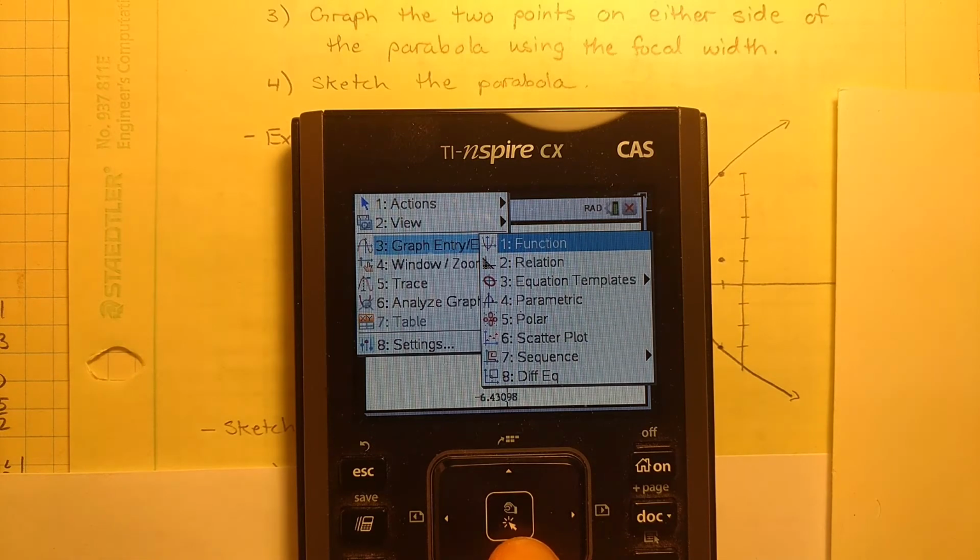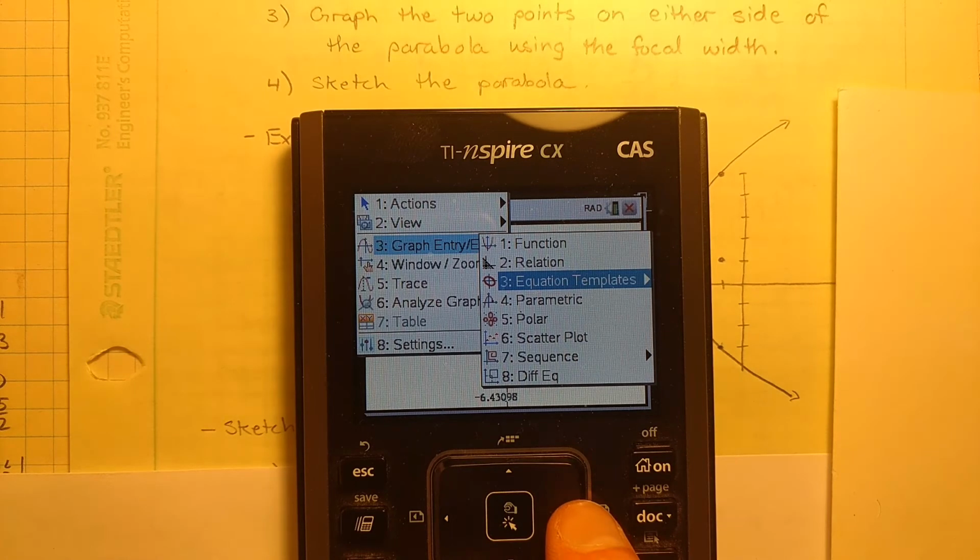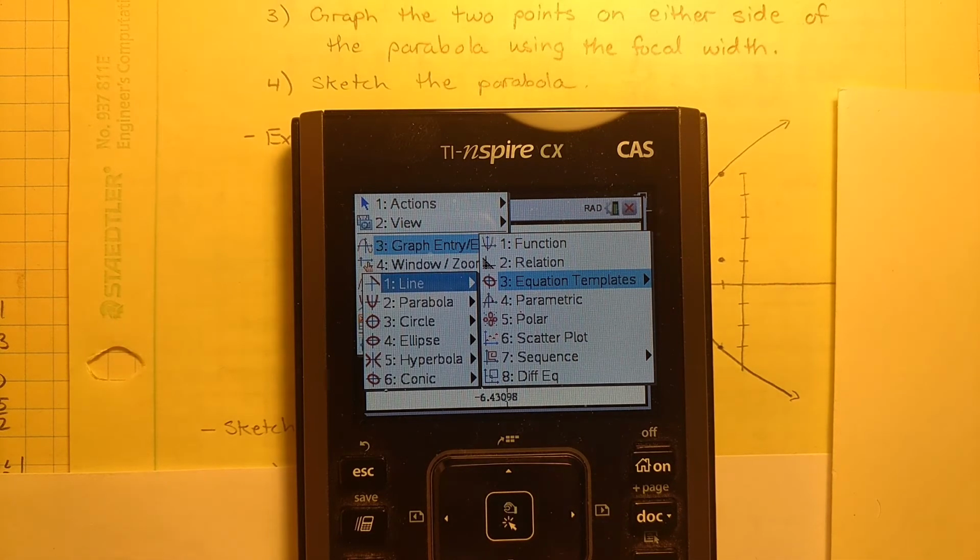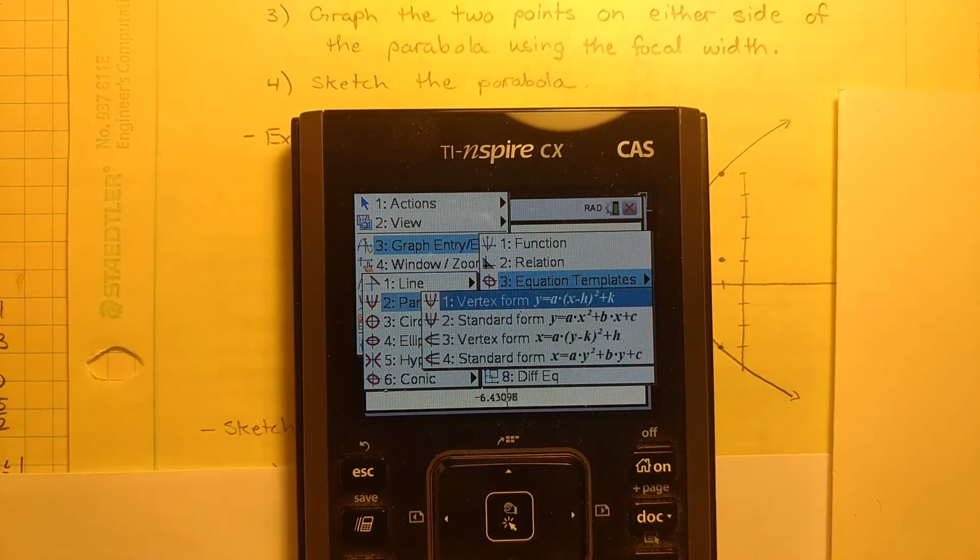And what I want to enter is a specific type of equation. So I go to Equation Templates, choice 3. And now I have a choice. I'm going to pick Parabola. And notice I've got multiple forms. I've got the vertex form.